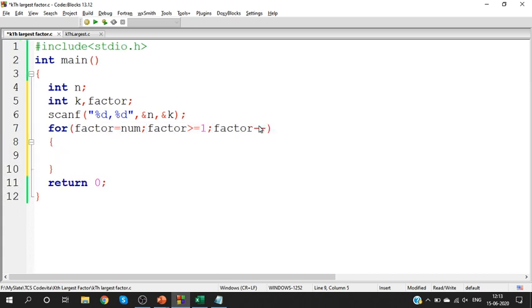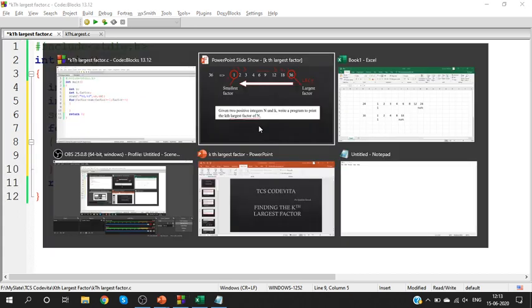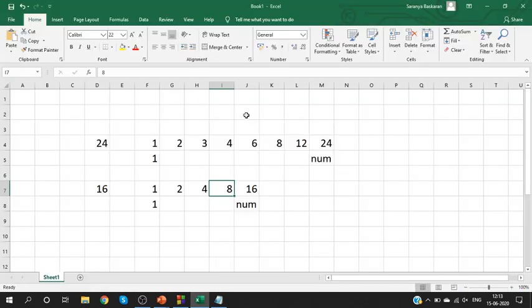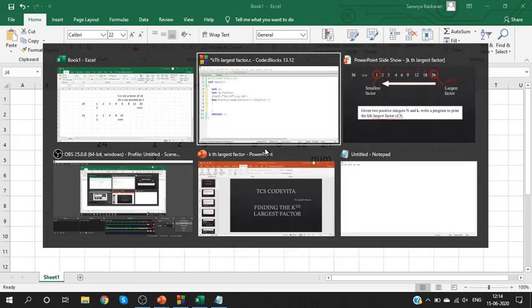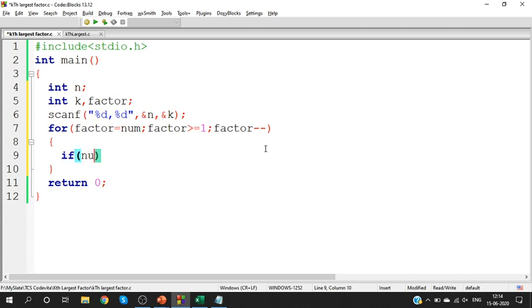So I cannot say any number in this range is a factor. Can I say 5 is a factor of 24? 5 is not a factor of 24. Why is 5 not a factor of 24? Because 24 is not divisible by 5. So how will you find a factor? We have already discussed this. If you divide and get the remainder, that is the modulus. If you divide and get the remainder as 0, it means you have found a factor.